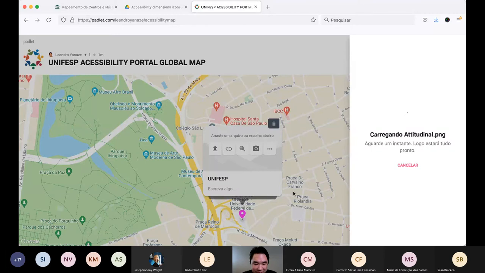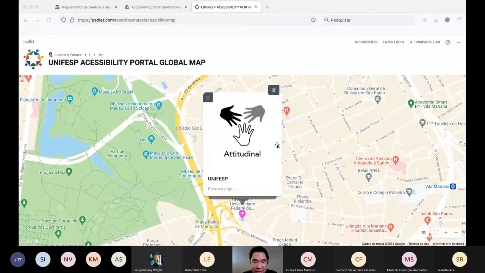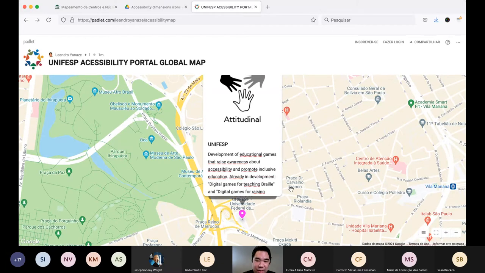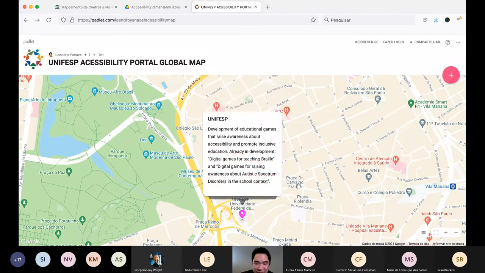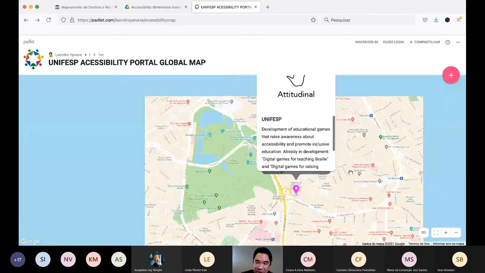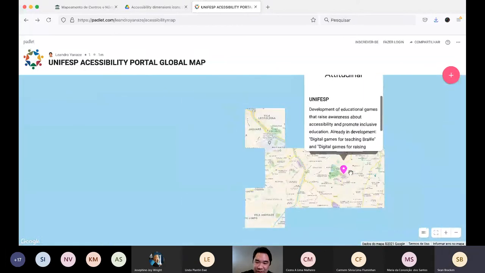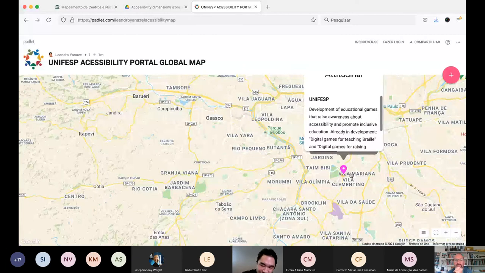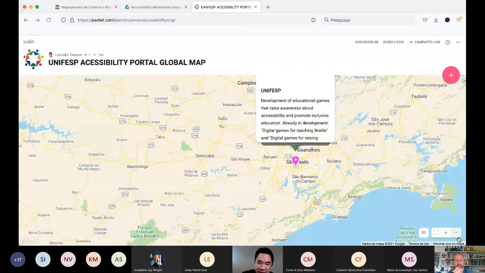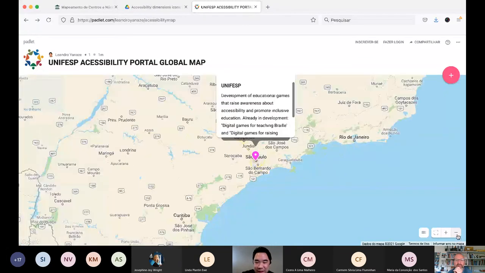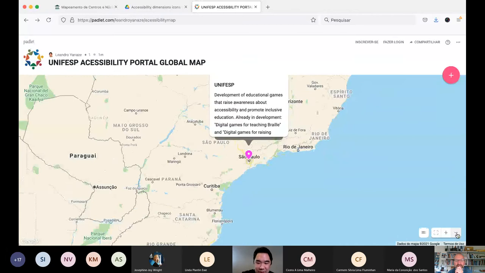And I will put a description of my project that's about the development of accessible educational games. I have two projects that I'm coordinating right now: digital games for teaching Braille and digital games for raising awareness about autism spectrum disorders. So my invitation is for you all to also enter this Padlet and put some efforts you are doing, categorized by the accessibility dimensions that we mentioned. And then maybe we can have a great map about accessibility efforts in higher education.